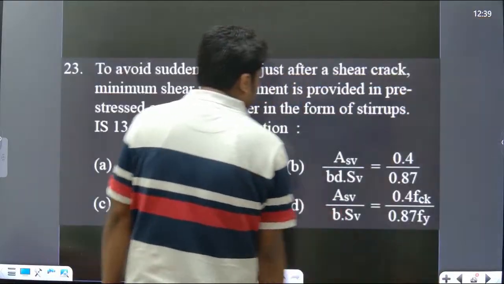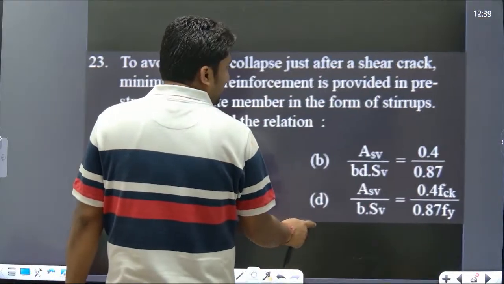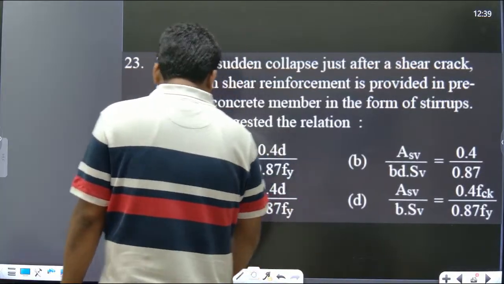Moving towards the next question. Please answer it very carefully. Again a codal provision.